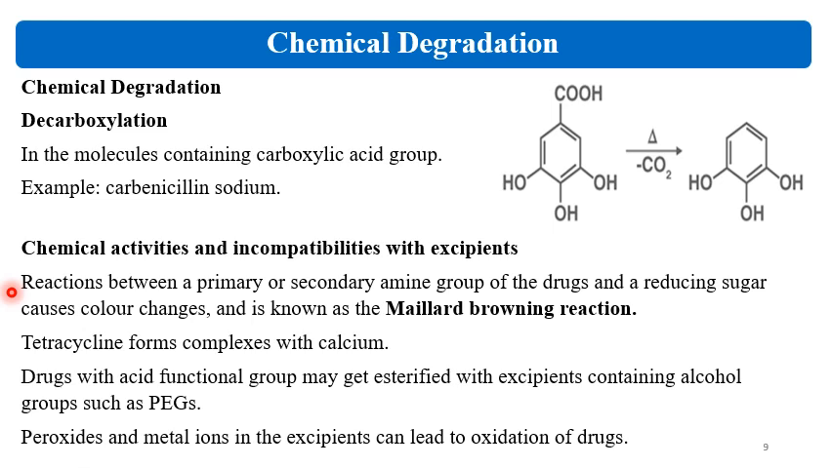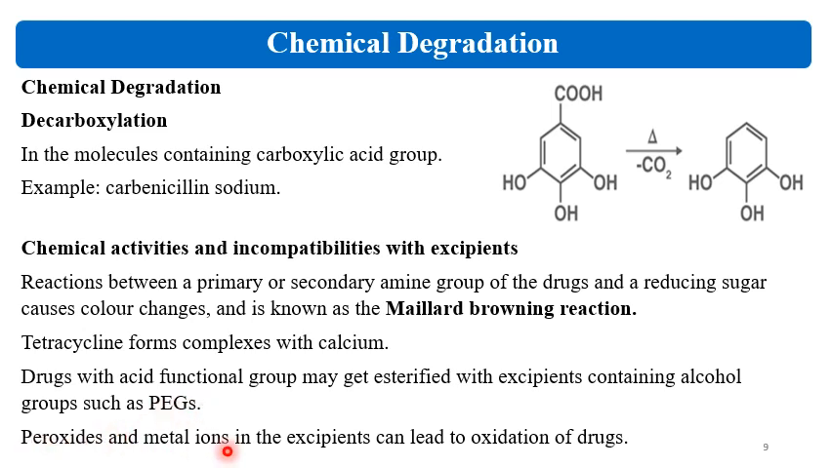The most known reaction is Maillard reaction. Reaction between the primary or secondary amine group of the drug and the reducing sugar like lactose causes color changes. This is known as Maillard-Browning reaction. Tetracycline also forms complexes with the calcium. Drugs with acid functional group may get esterified with excipients containing alcohol group such as polyethylene glycols, known as PEGs.